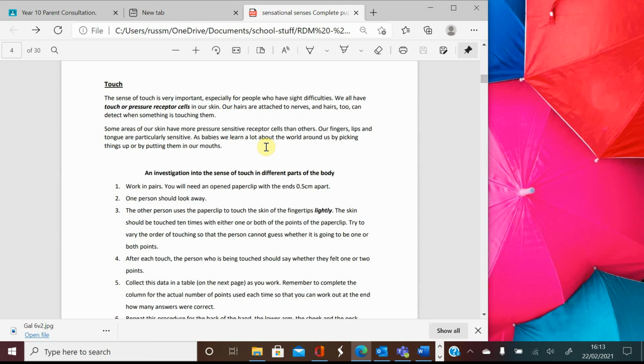As babies, we learn a lot about the world by picking up things and putting them in our mouths, and that's because it's stimulating the brain, a lot of signals being fired.